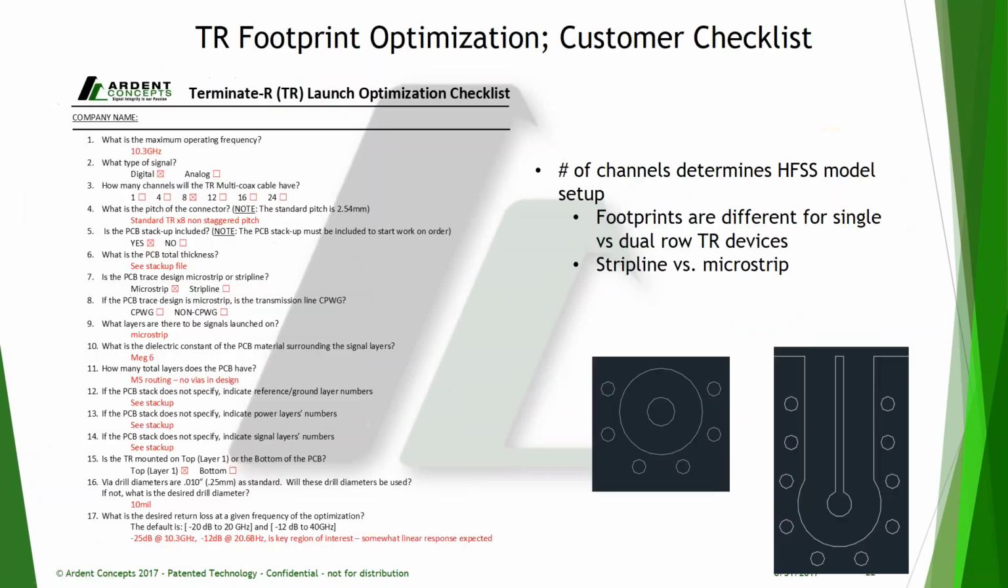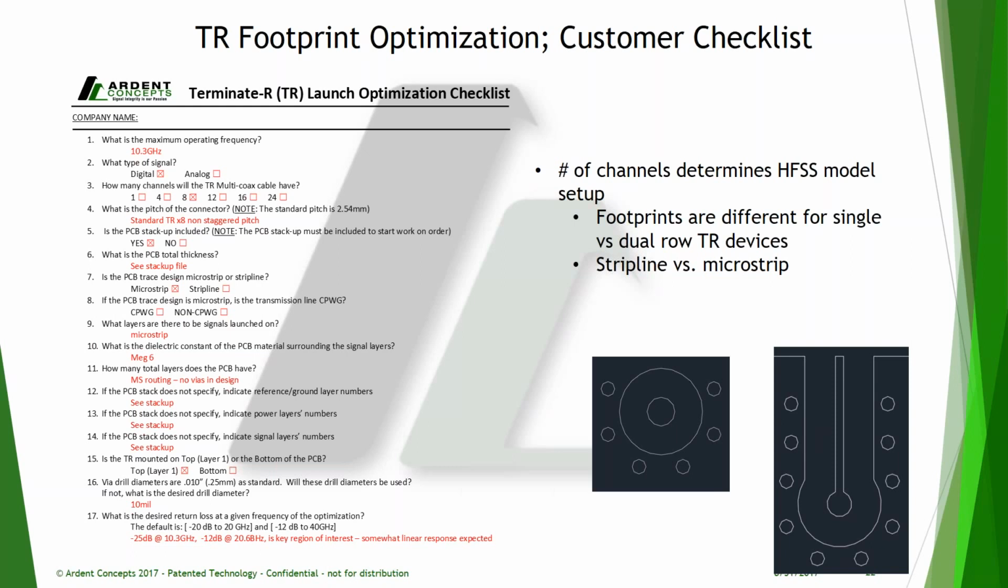So the first piece of literature that we ask for from our customers, or we work with you to fill out, is the TR launch optimization checklist. Now, this checklist contains a number of questions that are designed to help Ardent produce, 1, an accurate quotation for the service, and 2, set up the model in the simulation for the most realistic setup possible.